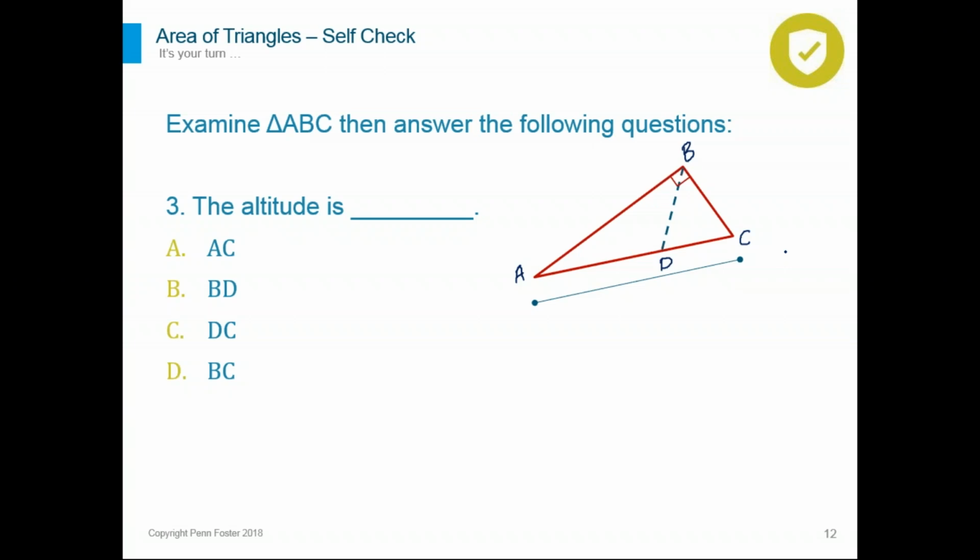Now, the special thing about this triangle, before I leave you to think about that answer, is that the triangle ABC is a right triangle. Some sides are perpendicular to each other. What is the altitude or the height in this case? What do you think? Is it AC? Is it BD, this segment that connects that vertex to this side? DC? Or BC? What do you think? Where is the height in this triangle?